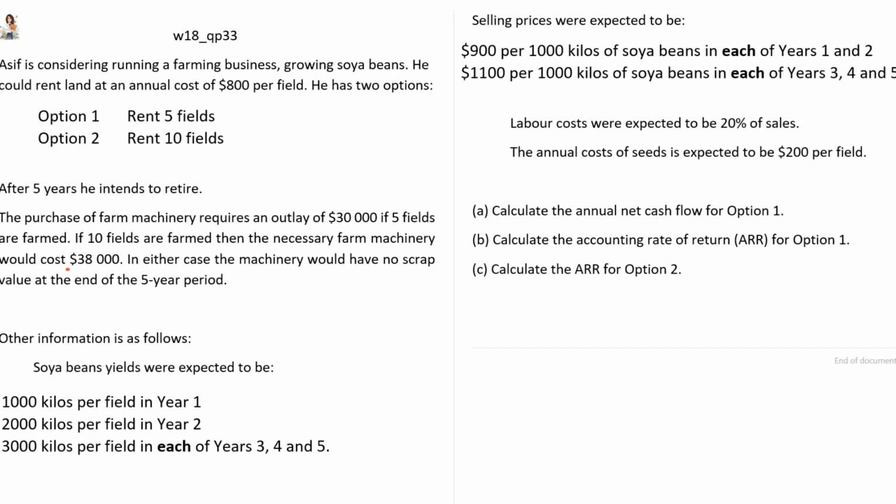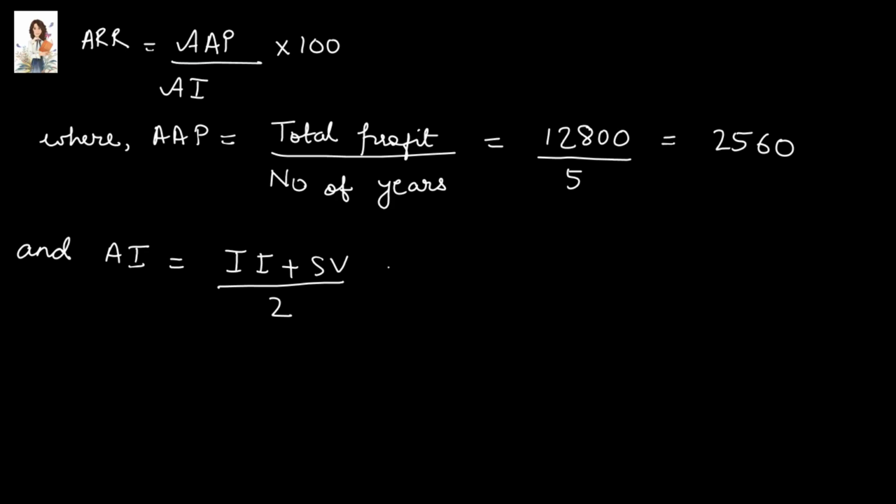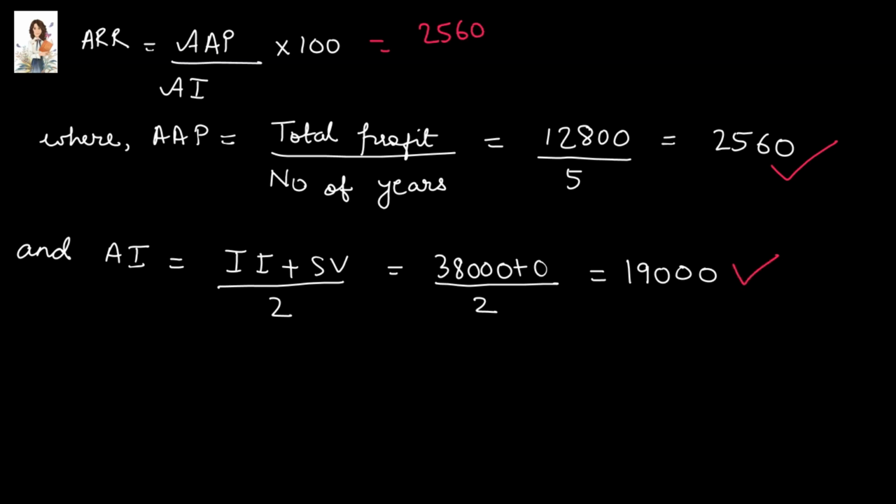That is 2,560. Initial investment is 38,000, scrap value is 0. Therefore, average investment will be 38,000 plus 0 upon 2, which is 19,000. ARR will be 2,560 divided by 19,000 into 100, which is 13.47%. With this, we have completed part C, and this also means that we have solved the entire question.